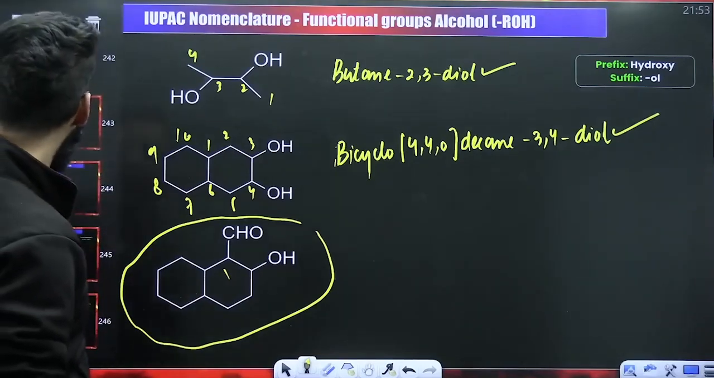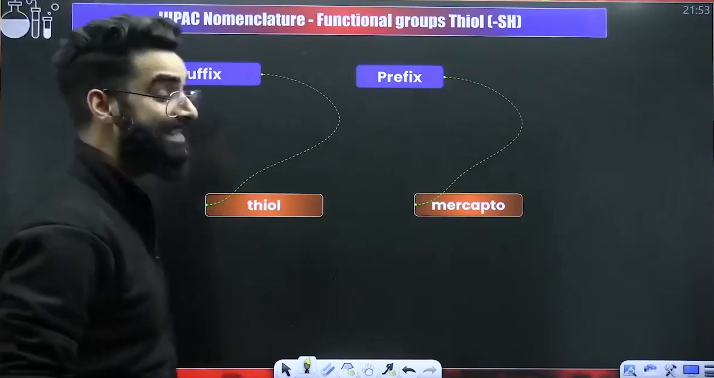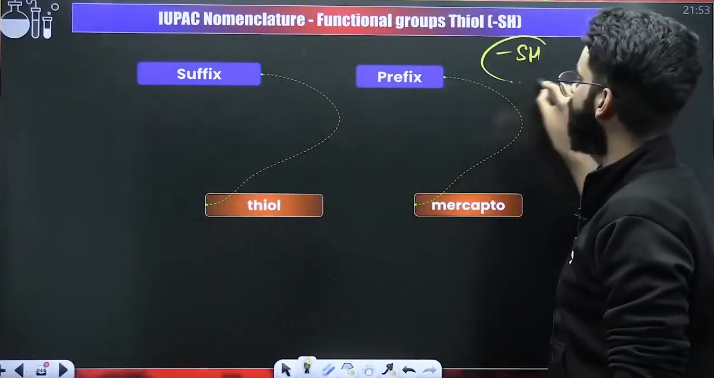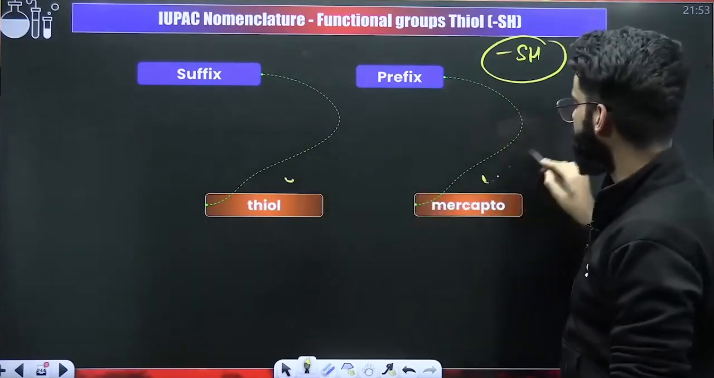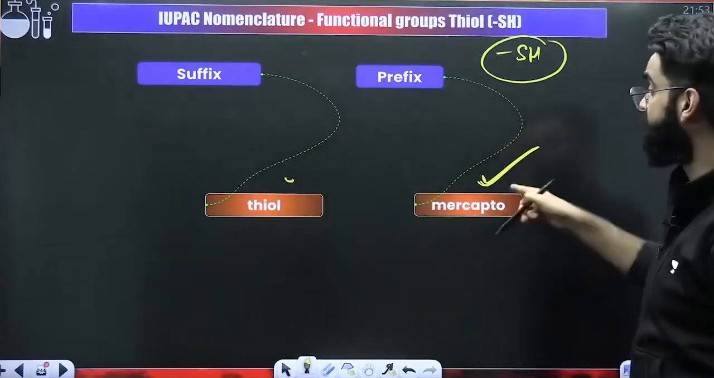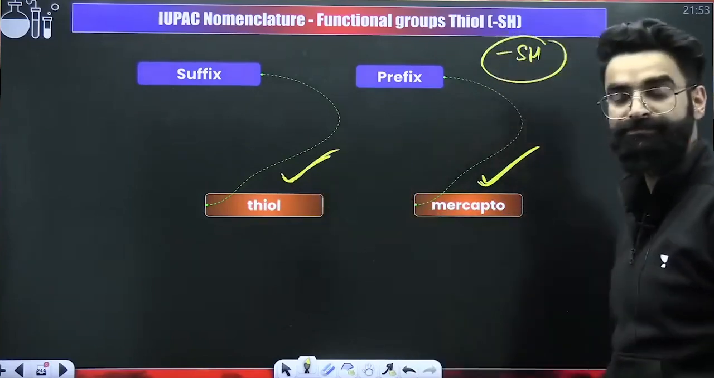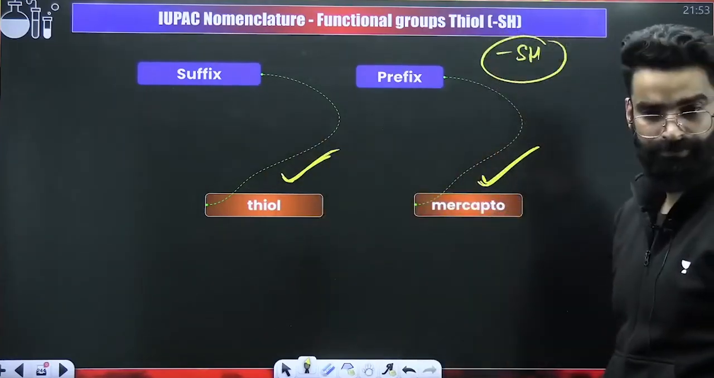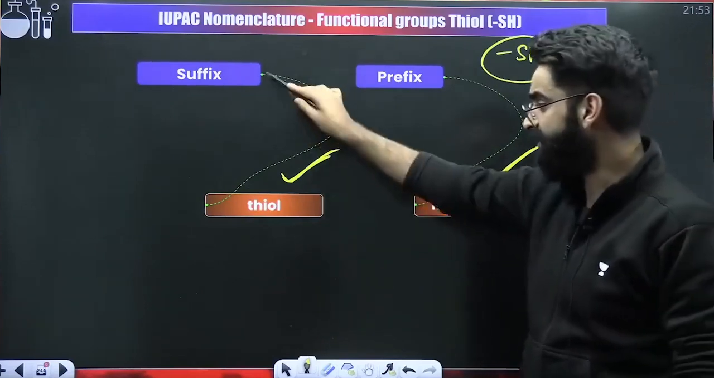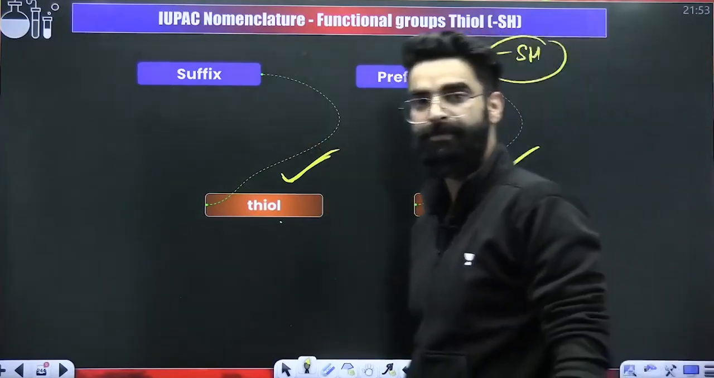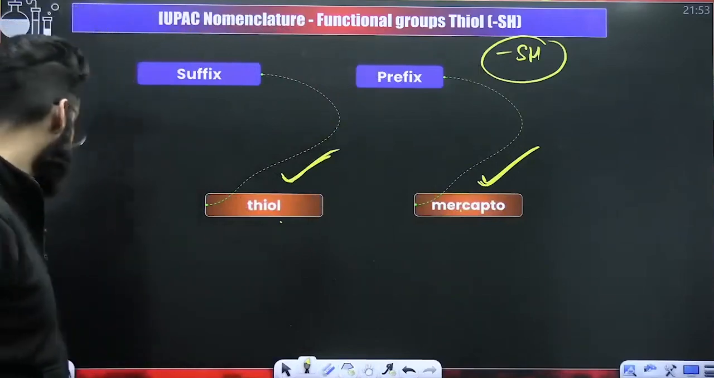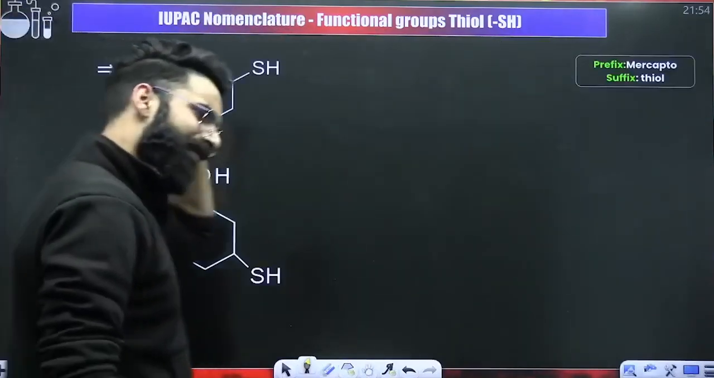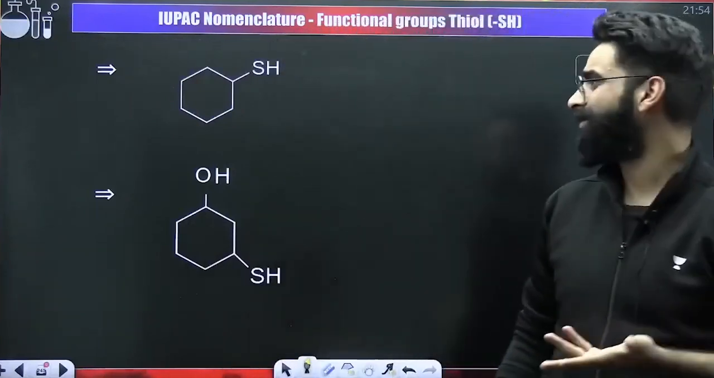Now, guys, the last functional group is thiol, the SH group. Instead of OH, you have got an SH group now. As a suffix it is thiol, and as a prefix mercapto. Now, how to name these compounds? Look at the compounds. You can easily do this. They are similar to your alcohols.